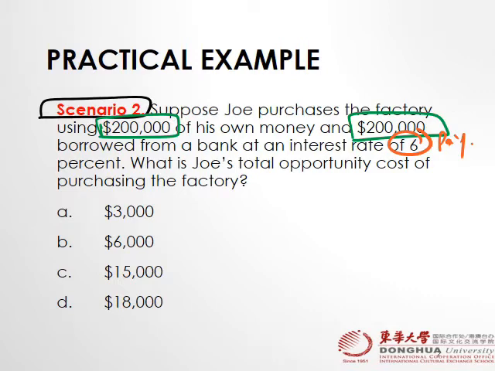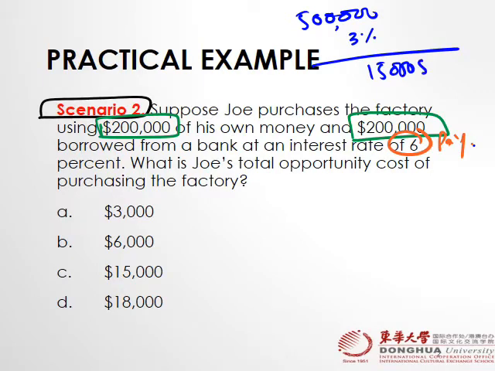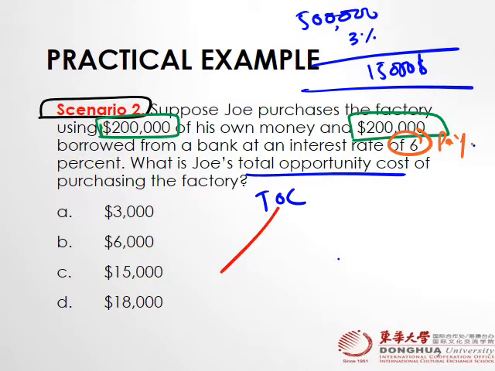And remember how much money Joe has in the bank? $500,000, and he was earning 3%, and his bank account was credited with $15,000. Okay, so what is Joe's total opportunity cost? What is total opportunity cost? Total opportunity cost is equal to implicit cost plus explicit cost, right?